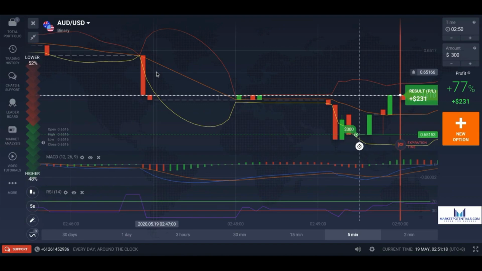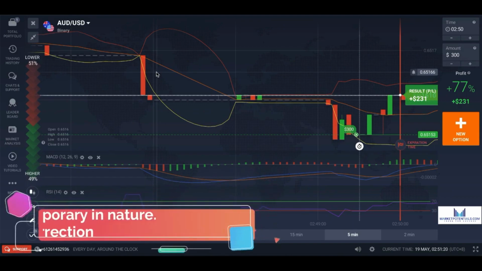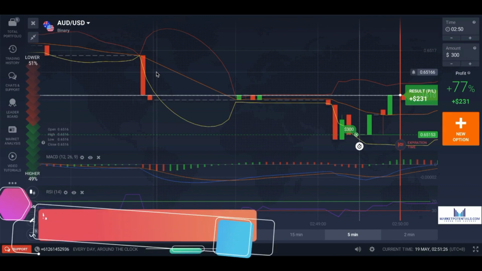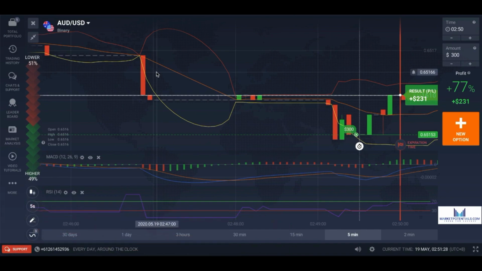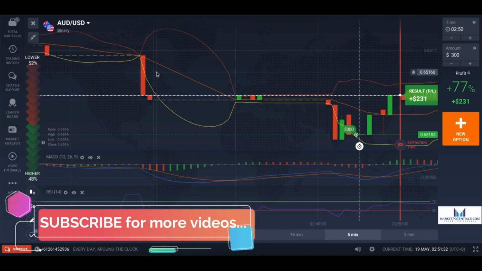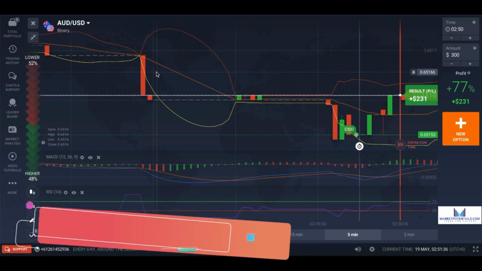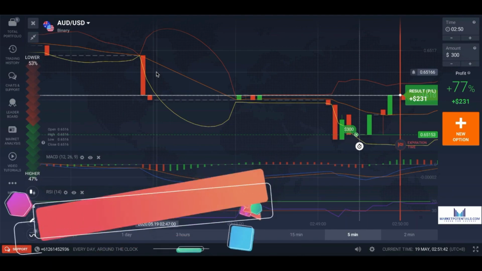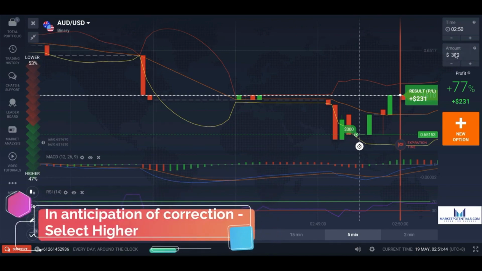So when you know that a correction is bound to occur, what you are putting your money in for is a reversal of trend. From that drop, you expect a slight bounce back or a major bounce back, you don't know, but you know it's going to be a bounce. So there's no way you're going to be choosing lower, for instance. You're going to select higher, obviously. So that's exactly what I did. I put in $300 and I clicked higher.